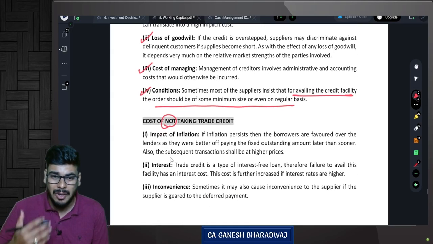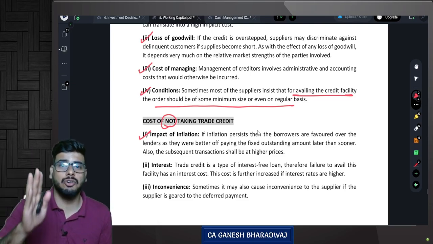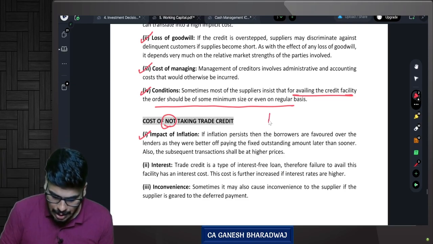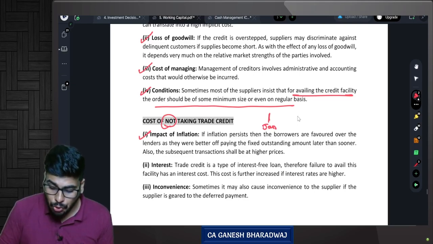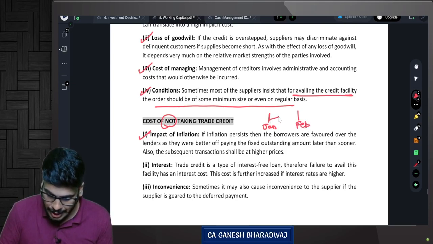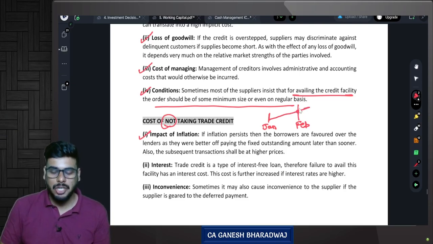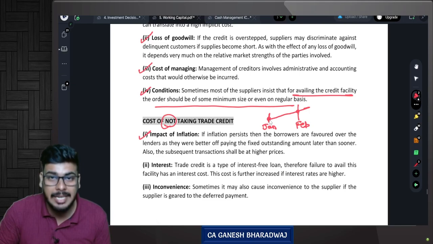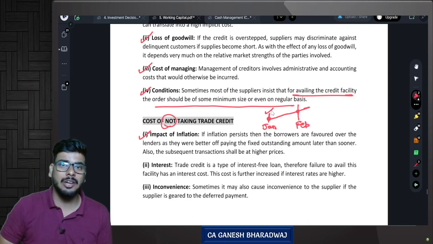What are the benefits of purchasing on credit? The first one is the impact of inflation. Assume there is no concept of credit purchase. Now what will happen? You can purchase only when you have the money, correct? Let us say in the month of Jan, you wanted to purchase something, but you didn't have the money. Now you got the money somewhere in the month of Feb. But between Jan and Feb, there was inflation, and because of this, the per unit price went up. Now you tell me, had you purchased the products on credit, you could have purchased it in the month of Jan itself at the price prevailing in Jan, correct? The payment could have been done on a later date, no problem.